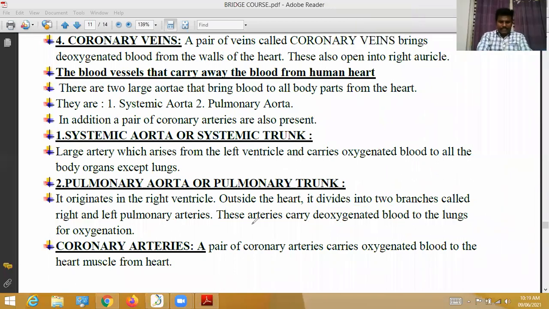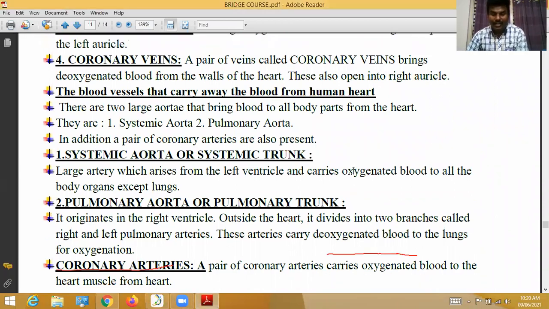Next, coronary arteries. A pair of coronary arteries carry oxygenated blood to the heart muscles, from the heart to the heart muscles. See, the coronary arteries carry oxygenated blood to the heart muscles.